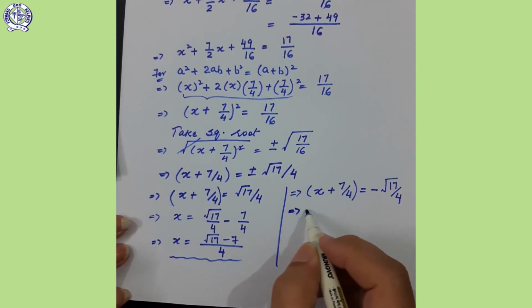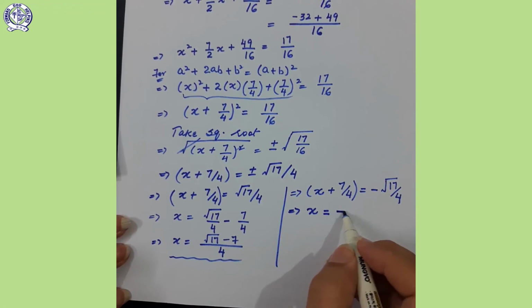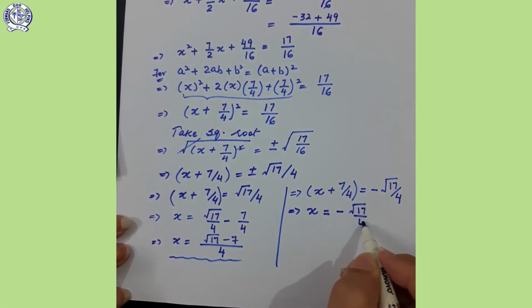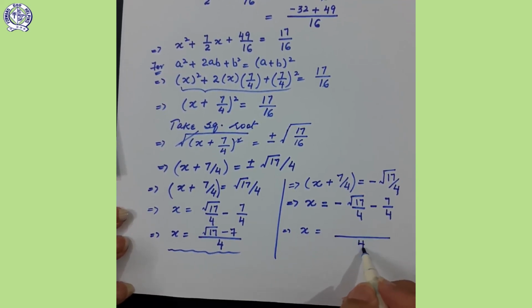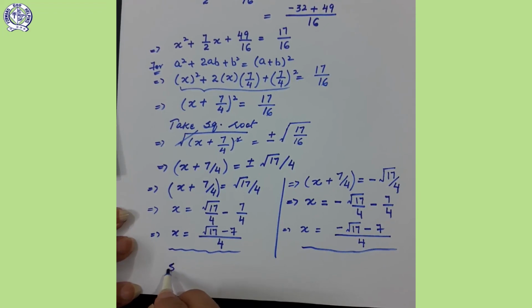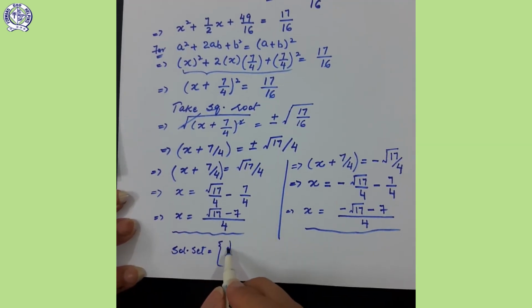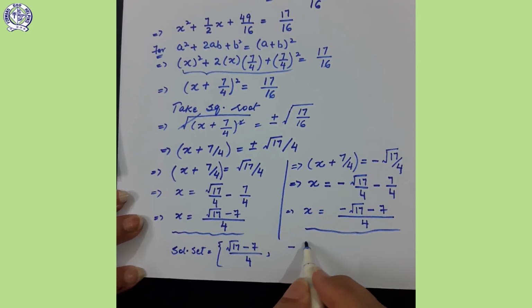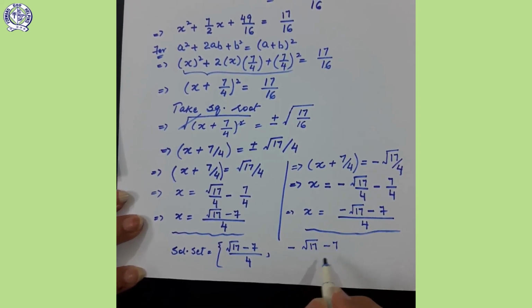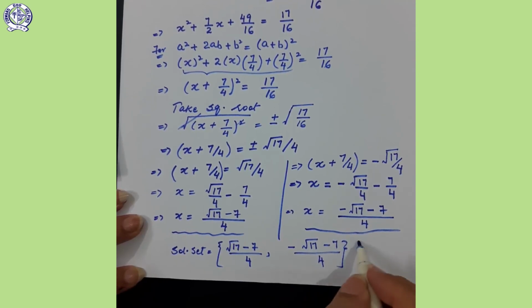Here also you'll do the same. x will remain here. Shift 7 by 4 to that side. So minus root 17 by 4 minus 7 by 4. Again you'll take the LCM. So x equals, LCM is 4, so minus root 17. When the LCM is the same, you can directly write minus root 17 minus 7. This is the second value. So the solution set, you cannot solve it further. The solution set is under root 17 minus 7 divided by 4 and minus under root 17 minus 7 divided by 4. So this is the answer.